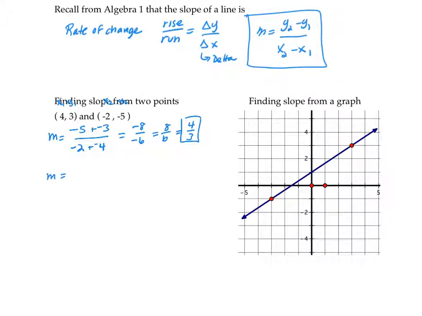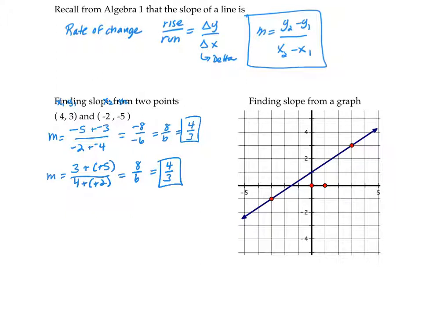Now, something important to point out is that it doesn't matter which point you refer to as x1, y1, and which point you refer to as x2, y2. Watch what happens when I switch the values. If I use the 3 first for y, I would do 3 minus a negative 5, divided by 4 minus a negative 2. 3 minus a negative 5 turns into 3 plus 5, which is 8. 4 minus a negative 2 turns into 4 plus 2, which is 6, and that reduces to 4 over 3. So it doesn't matter which one you use first or second.